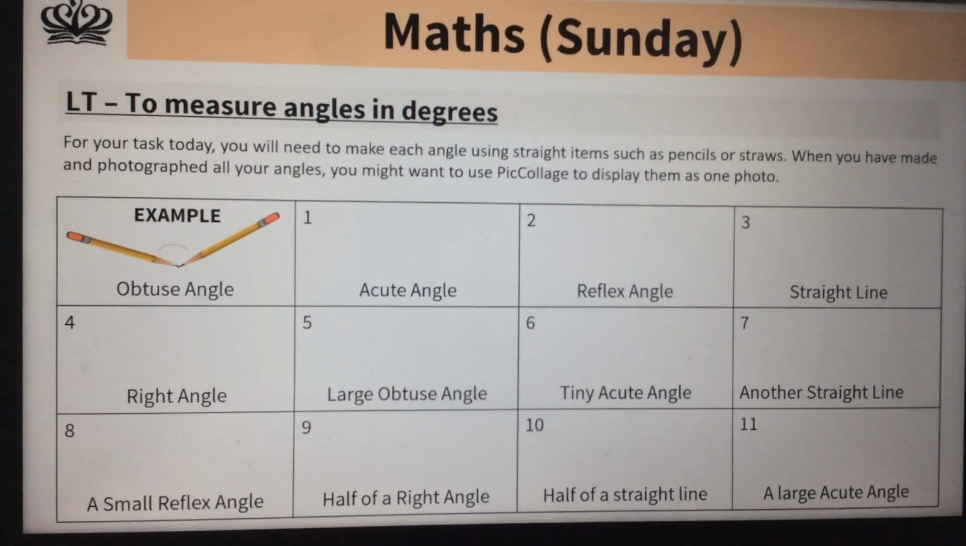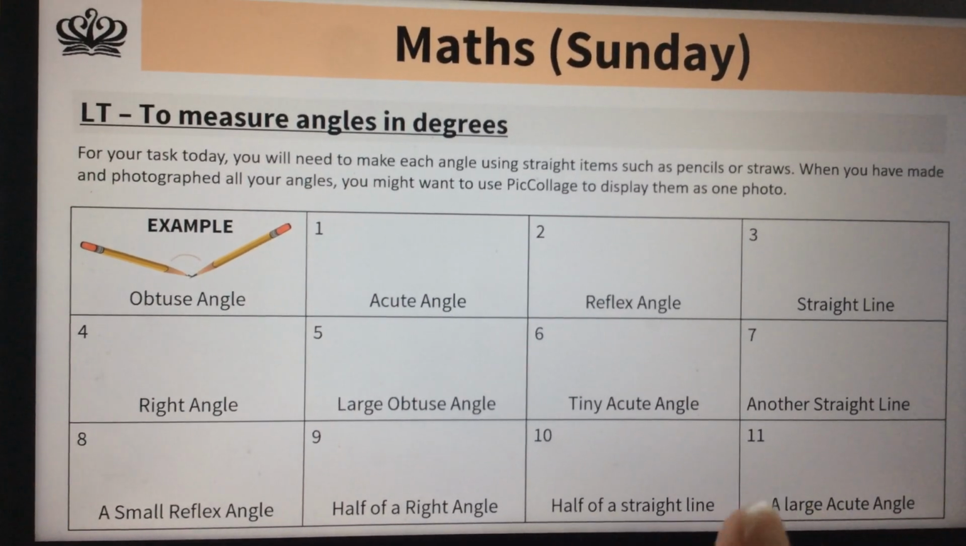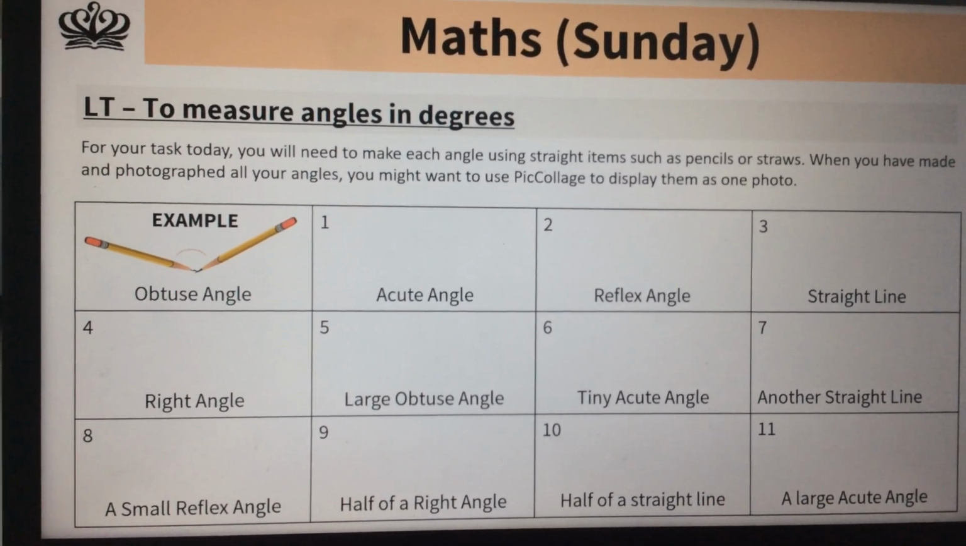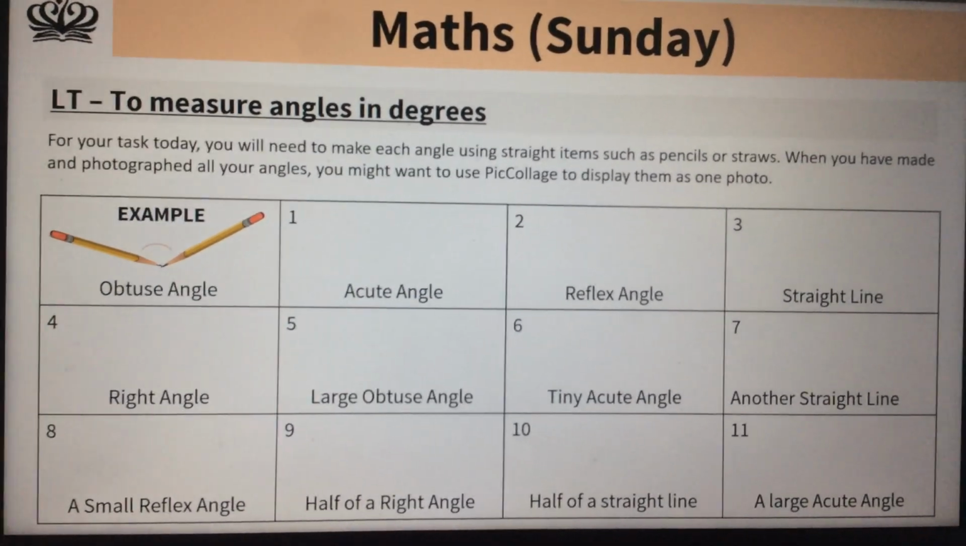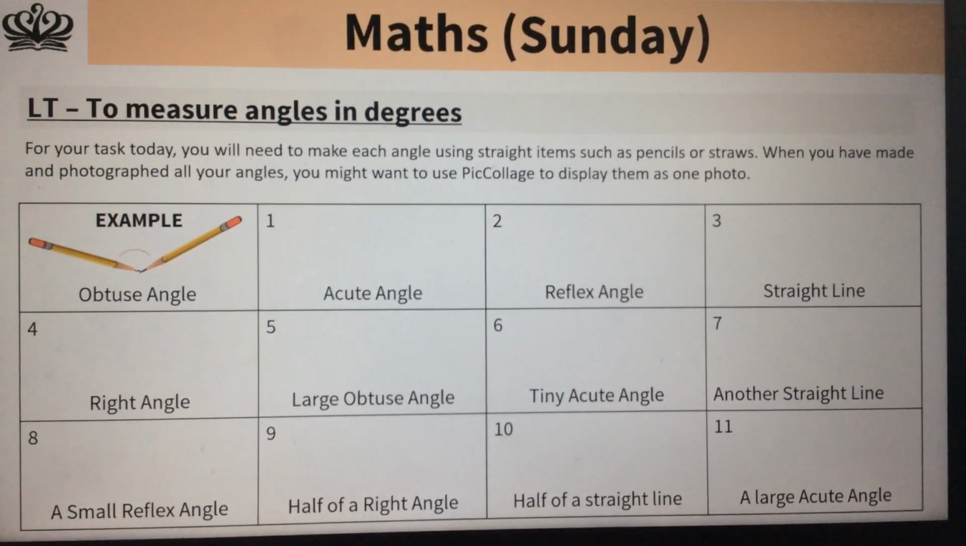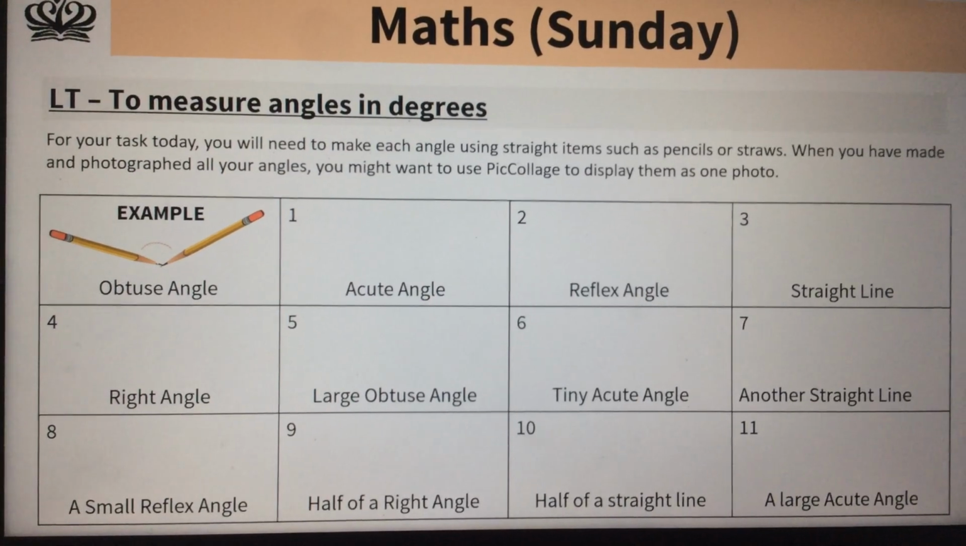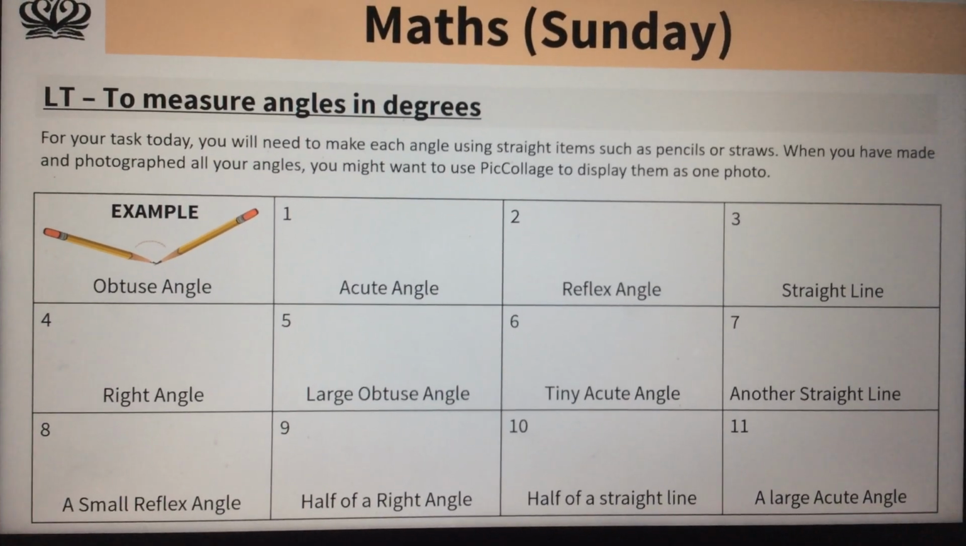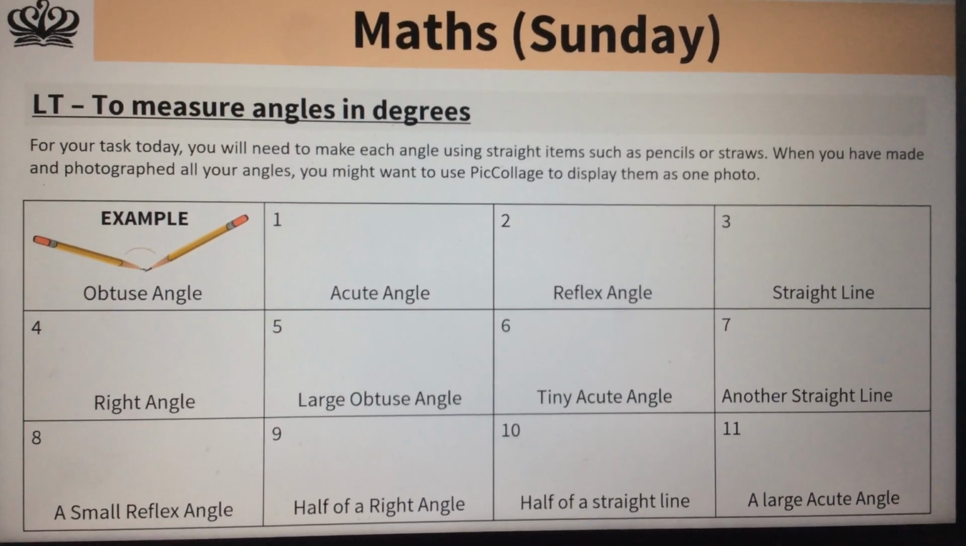Okay, so this is your job today. You have to find these 11 angles. Okay, and you have to make them yourself using your straight objects. Okay, so it could be whatever you like. You could use different objects for each angle.